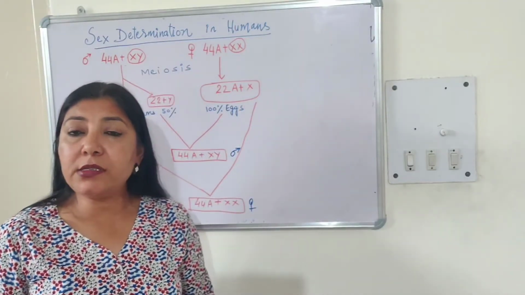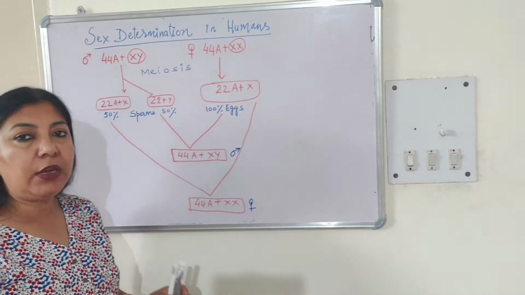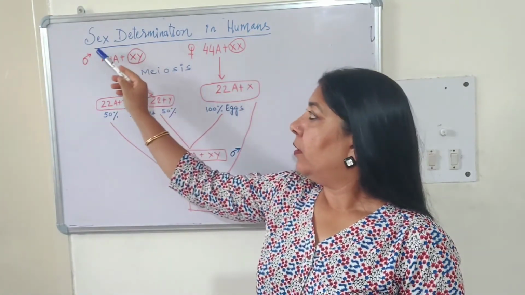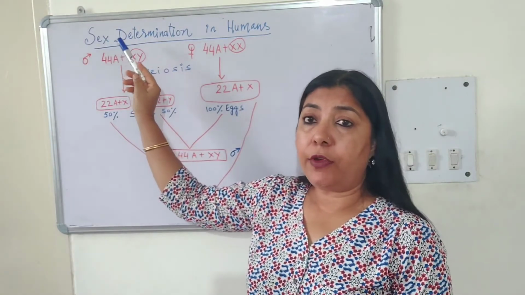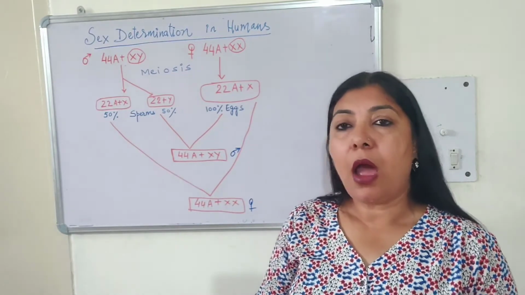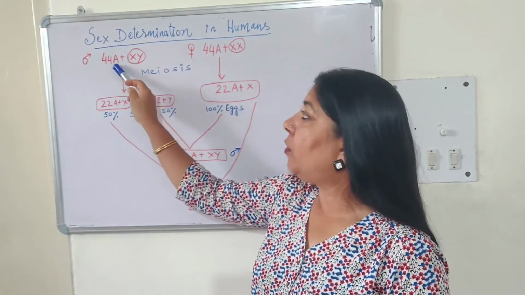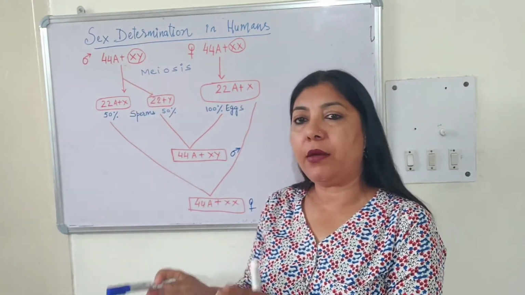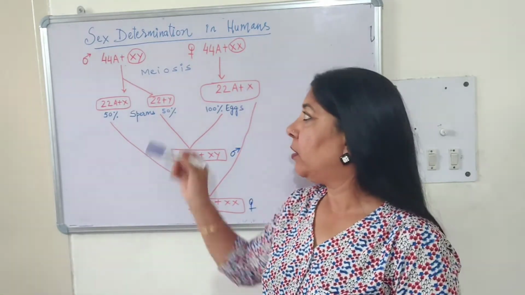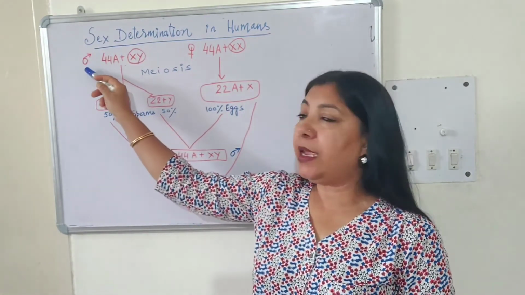Now let's study the mechanism of sex determination in human beings. I have drawn the flow chart. We know that humans show male heterogamety. Here, the genotype of humans is, we have total of 46 chromosomes. Out of those 46, 44 are alike, which are called autosomes. And the last pair, 45th and 46th chromosome, they are sex chromosomes.